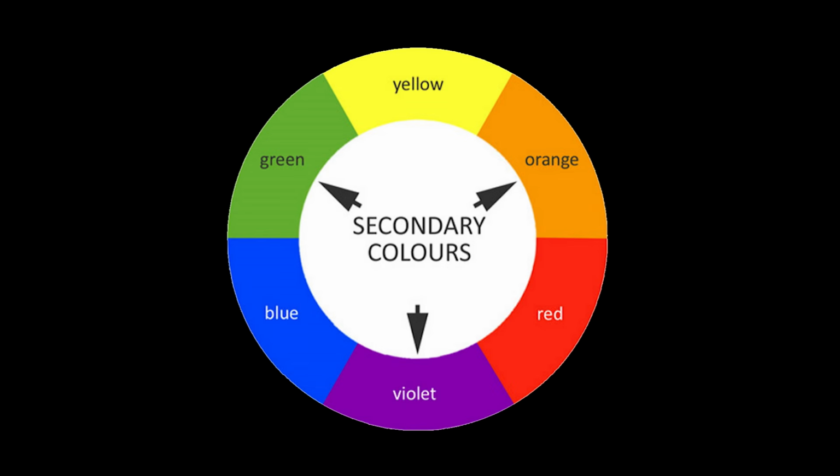Secondary colors are created by mixing equal amounts of two primary colors and consist of orange, a mixture of red and yellow, purple, a mix of blue and red, and green, a mix of blue and yellow. And different ratios of these result in different hues of the color.